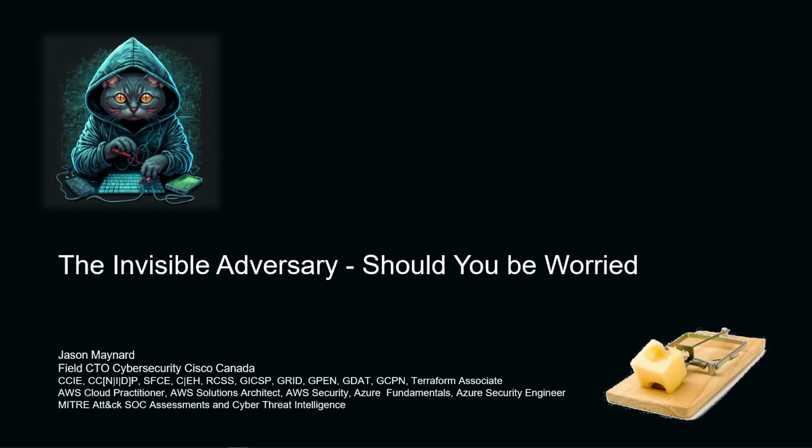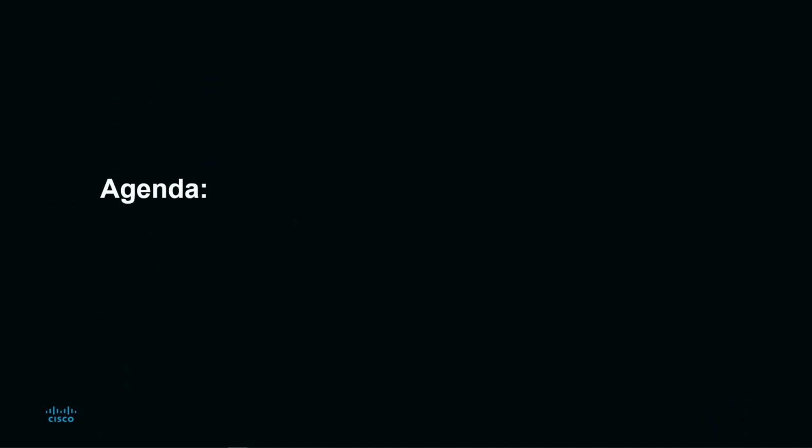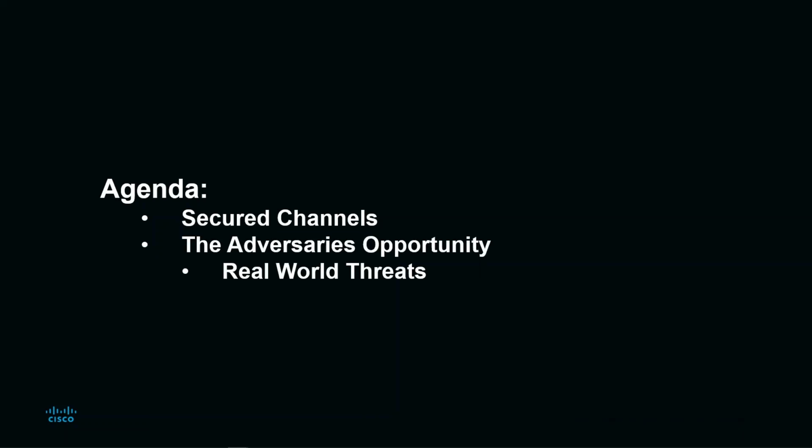invisible adversary. And should we be worried? Well, we're going to cover that. All right, so the agenda today is secured channels. We're going to look at encryption and see whether or not we have full visibility into all channels when it comes to adversarial opportunities. And we'll back this up with some real-world threats that have been realized in the wild.